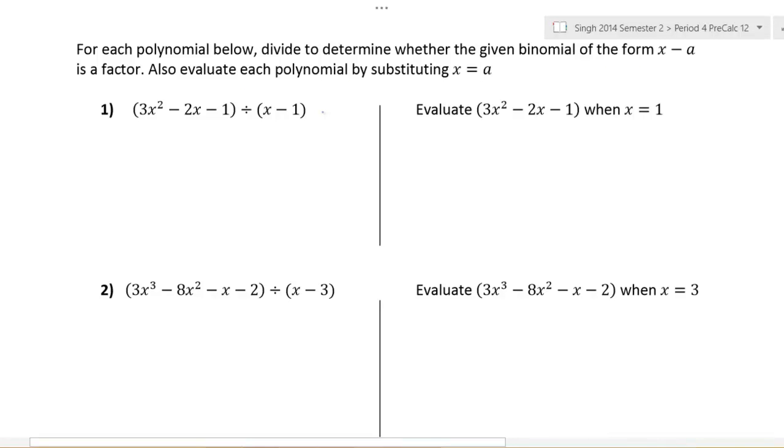On the left hand side, we're going to do synthetic division to try and figure out what the remainder is. On the right hand side, what I need you to do is take this value x equals 1 and plug it into the polynomial and see what it works out to. So I'm going to let you go ahead and try that.